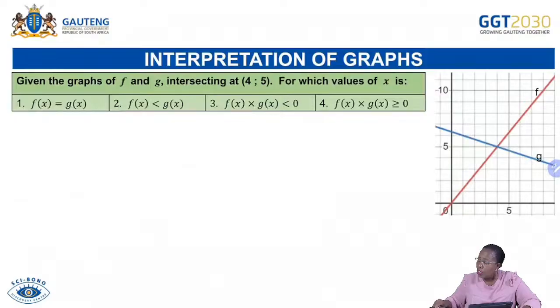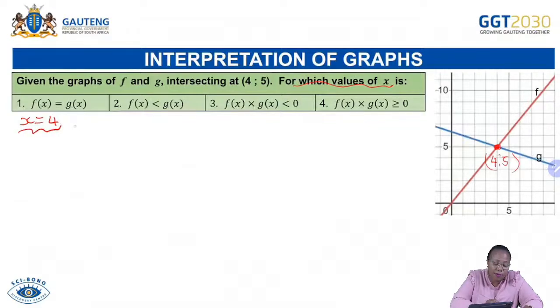And the interpretation thereof, now we are looking at the greater than, less than of the graph. Let's look at the first one. This is intersecting at 4 and 5 here. The coordinates of that point is 4 and 5. Number one, we want to work out where these two graphs are equal, f equal to g. For which values of x are these graphs equal? They are equal at x equal to 4. Remember, graphs are equal at the point of intersection. They are intersecting at x equals 4 there.